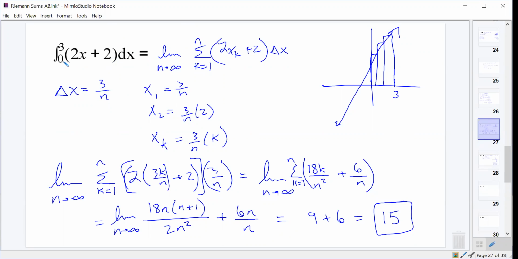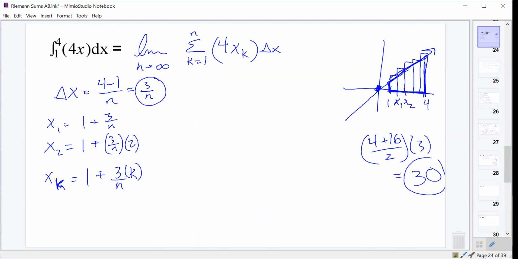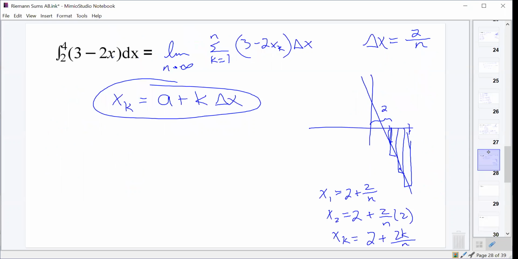Here, a was 0, right? And so our x sub k was 0 plus 3k over n, 0 plus k times delta x. Same back here. It was a 1 plus our delta x times k. So every time it's just been a plus k times delta x. Good or no? Yeah, good. All right.